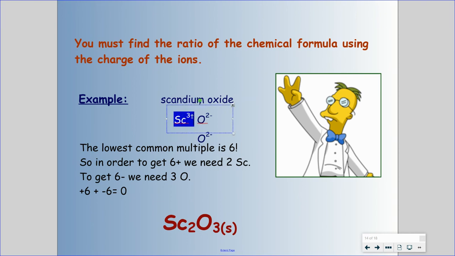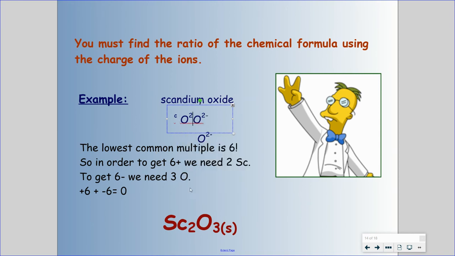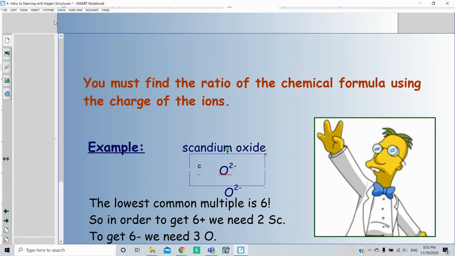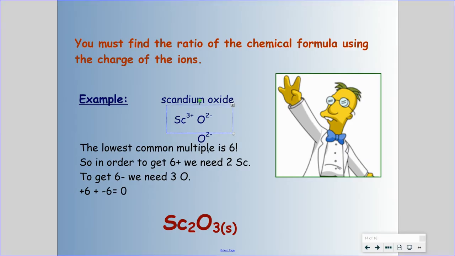Well, let's see if I can undo this, guys. There we go. Okay. What you would do is then try to balance these charges. So I want this charge to balance. Okay, so I'm going to go like this. Add this over here.